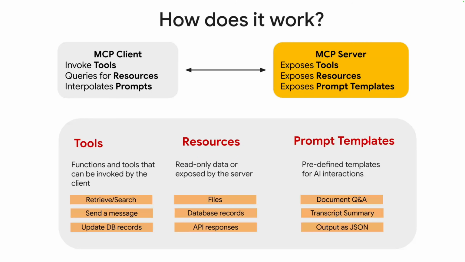A prompt template is basically a predefined prompt that you already store inside your MCP server. So this is a predefined template for the AI interaction. For example, you could have a prompt template that says whenever a user asks for this, do a document Q&A. Or when a user asks for something, you just do a summary. Or when a user asks for something, just output the result as JSON. So the user does not need to write a very long prompt to ask the MCP server to do a certain action. You can just use the prompt template.